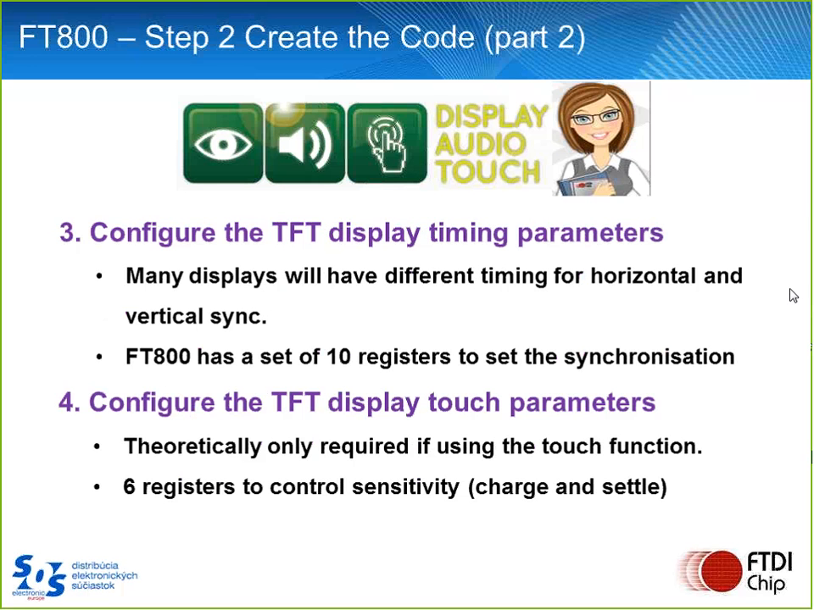Step 3 would be to configure your TFT display timing parameters. So at the beginning of your code, you would have specifics that will suit that particular screen: screen size, screen resolution, horizontal sync, vertical sync, these kinds of parameters. The 800 has 10 registers to set the synchronization. Now again, Graham touched on the data sheet and the programmer's guide. These are the 2 key documents. The programmer's guide lists every register on the chip and every command that can be used in the chip.